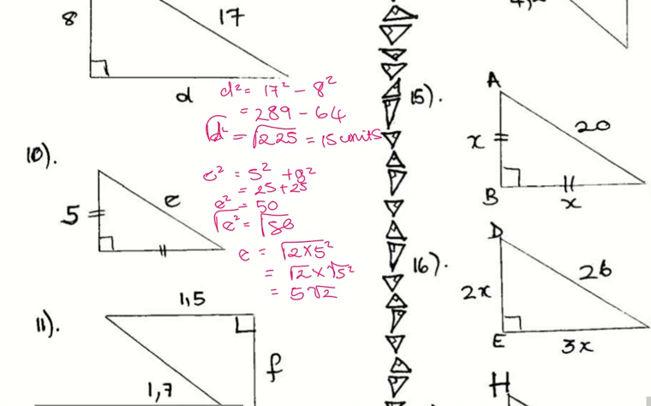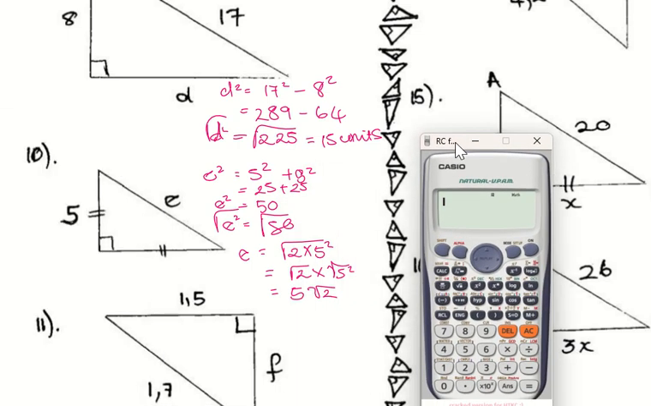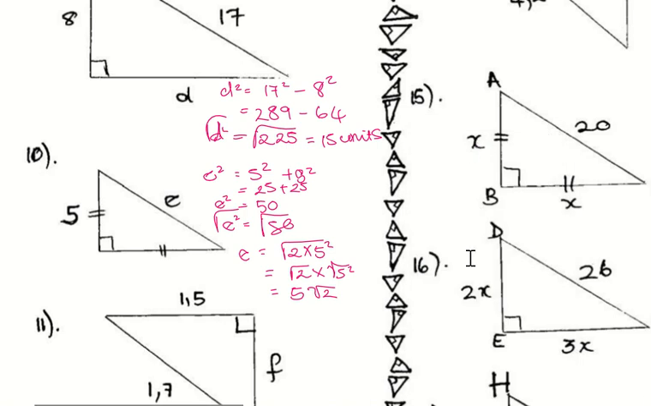And if you type that into your calculator, Uncle Casio, you can also get that. We call this answer simplified surd form. So let's check if that is correct. Square root of 50, and it gives me 5 times square root 2.